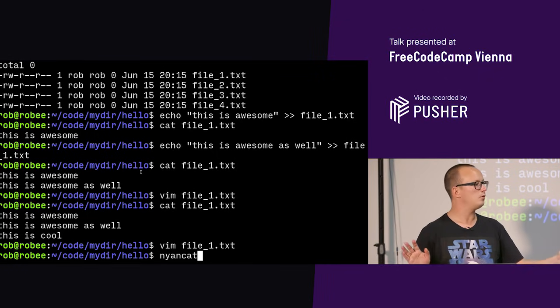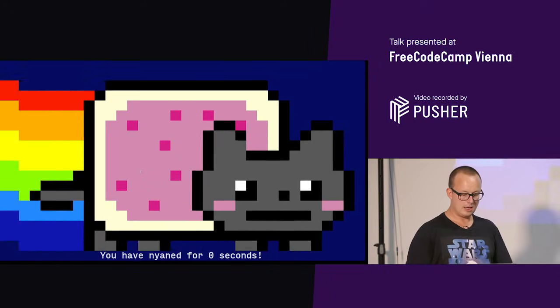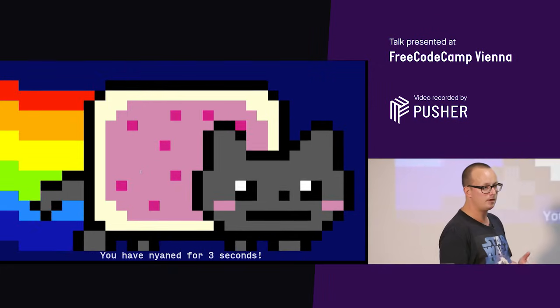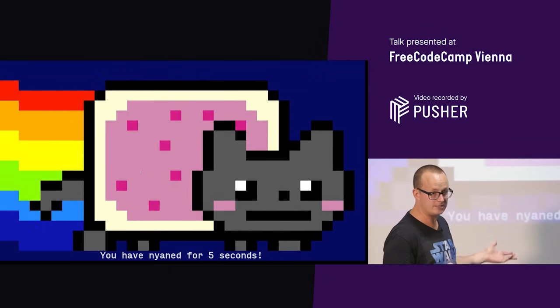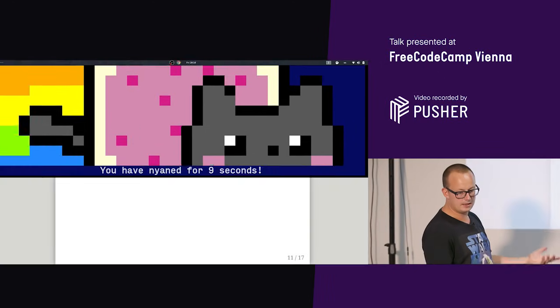nyancat won't always be there. You have to install this program. I'm sure it's on Homebrew on Mac. It's on Linux, and you get a nice nyancat in your command line. It has colors and stuff. It's awesome. This is something you can do, especially if you do a full screen like this.